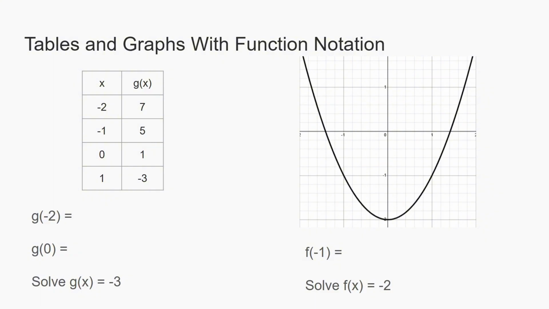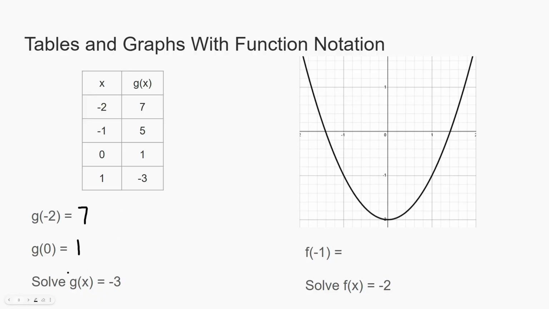Now, we can also find values using tables and graphs. So let's look at this expression we have here. Here we have x and we have g of x. And here we have some points. We're trying to find what g of negative 2 is. That means we're looking for the y value when x is negative 2. That value right here is 7. So we know that this is 7. We're also looking for g of 0, which is going to be the value of y when x is 0. So we know that's 1.